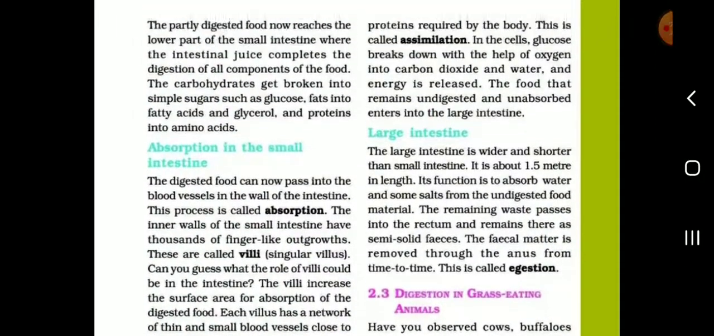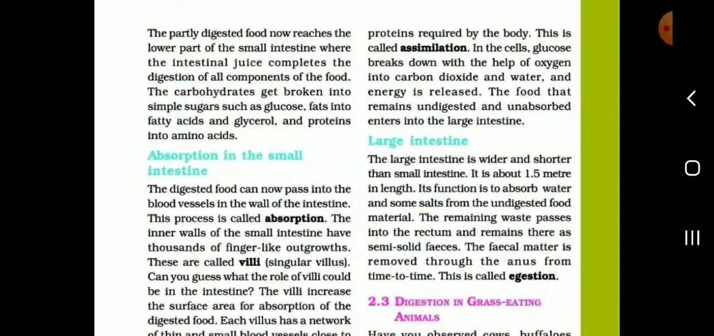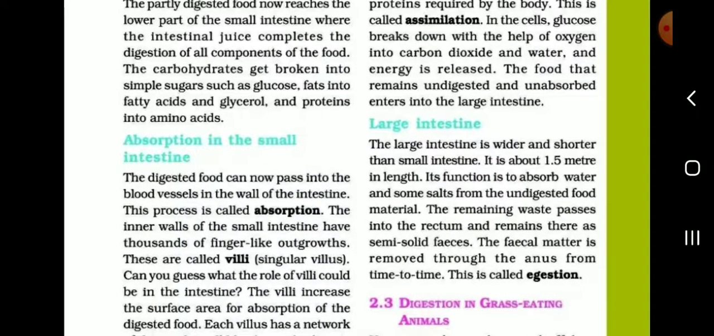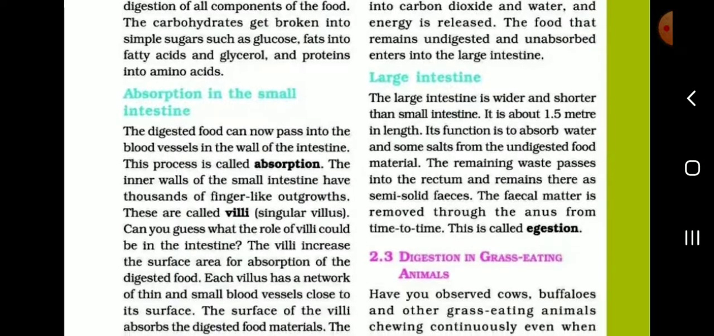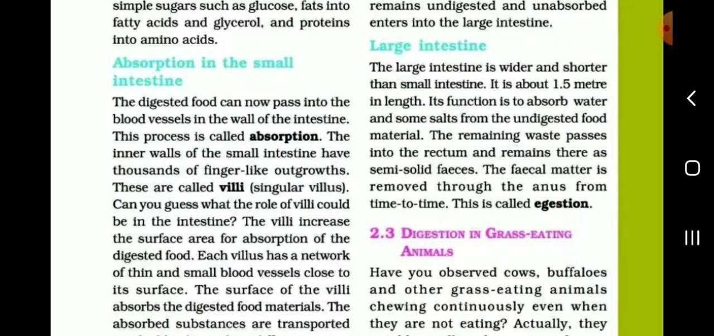Listen students, next. The carbohydrates get broken down into simple sugars such as glucose. The carbohydrates break down into glucose, the fats into fatty acids and glycerol, and proteins into amino acids. Next, what is absorption? The digested food can now pass into the blood vessels in the wall of the intestine. This process is called absorption.